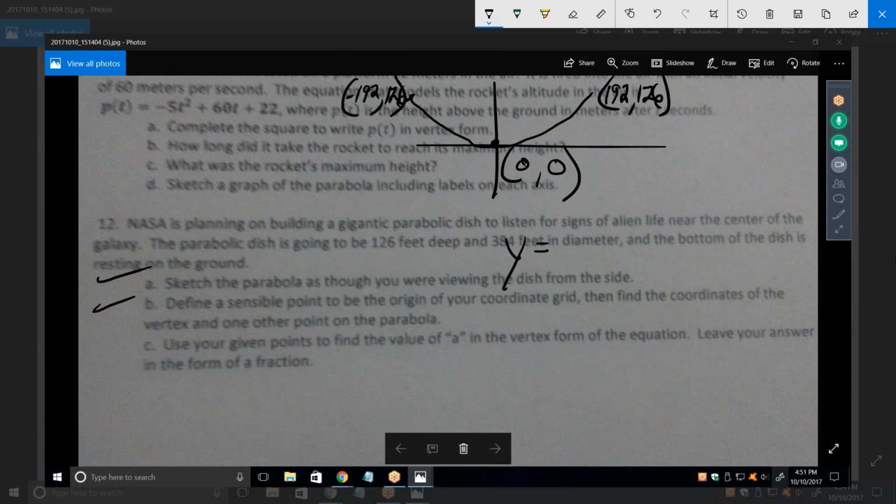So y equals a x minus 0, because the vertex is 0, 0. Okay, so that's it. Now we just have to solve for a. So that's our vertex form when the vertex is at the origin. Now all we have to do is solve for a. How do we do that?